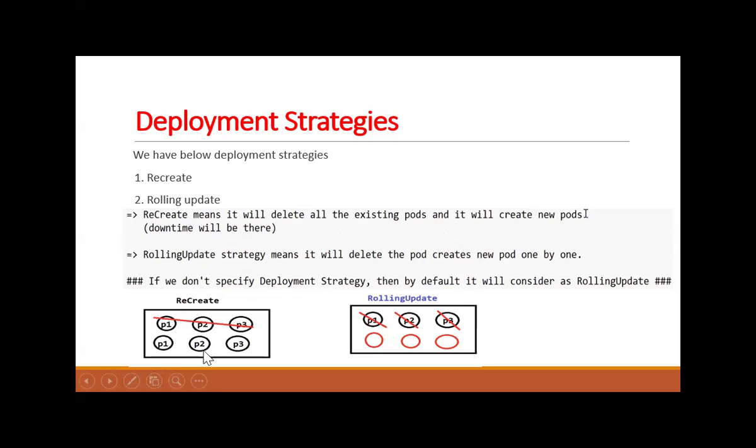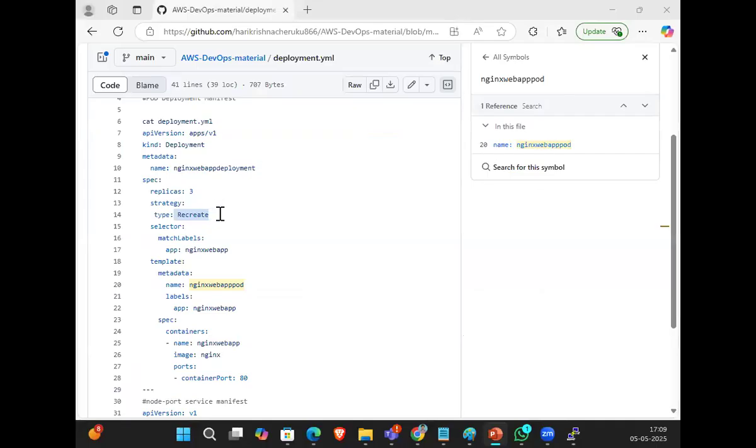What is this, guys? This is Recreate and this is RollingUpdate. Rolling update means it will delete one and create one, delete one, create one, delete one, create one. Understood? See, the deployment strategy here is Recreate. Spec replicas: this is the replica set, and this is the deployment strategy.